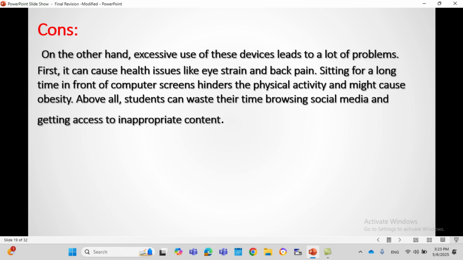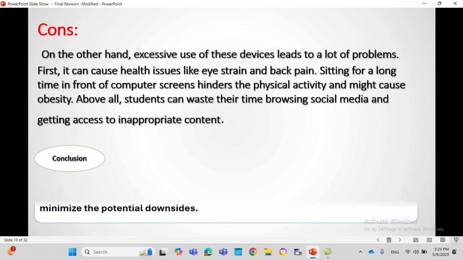Above all, students can waste their time. This is due to the misuse of technology. Students can waste their time browsing social media instead, as you know, of studying and getting access to inappropriate content which is not allowed to young people.